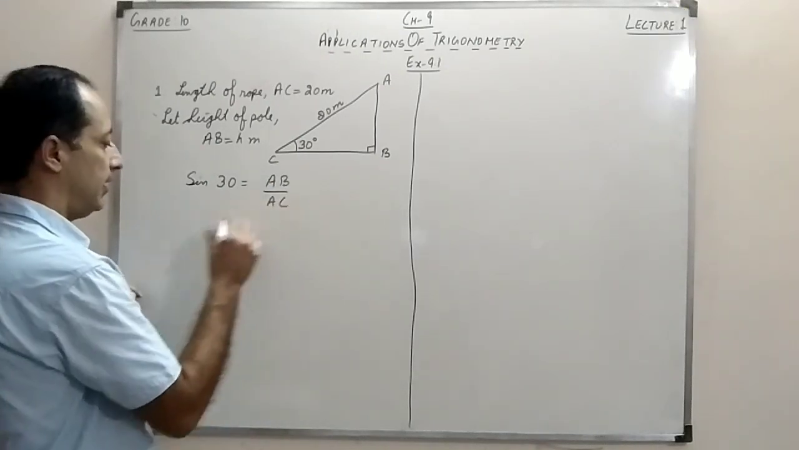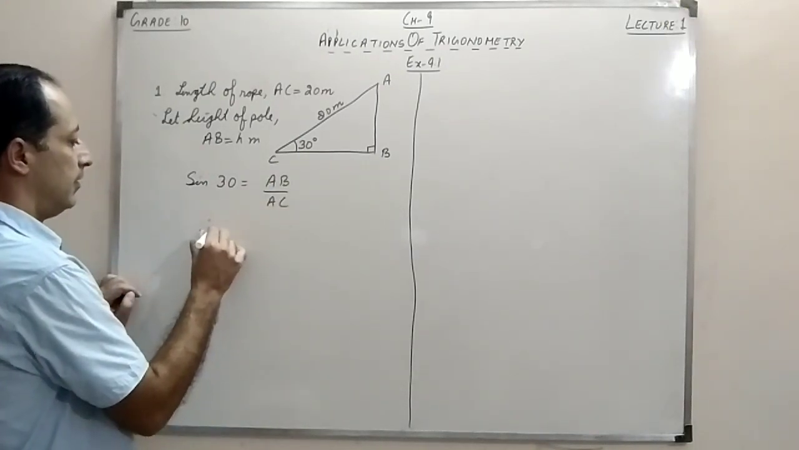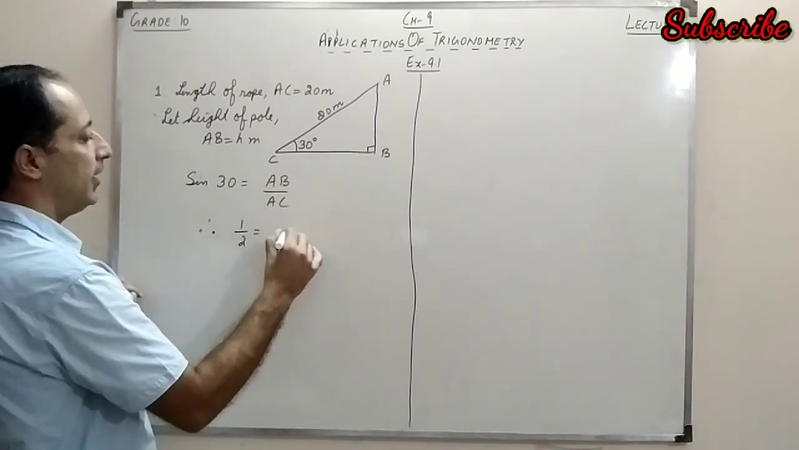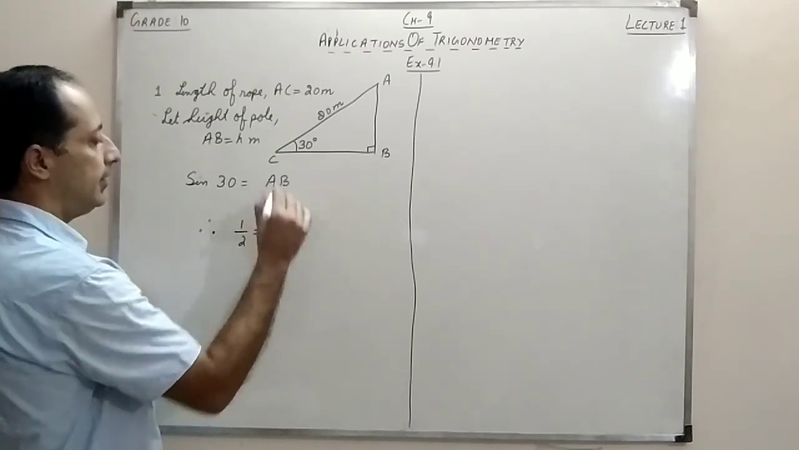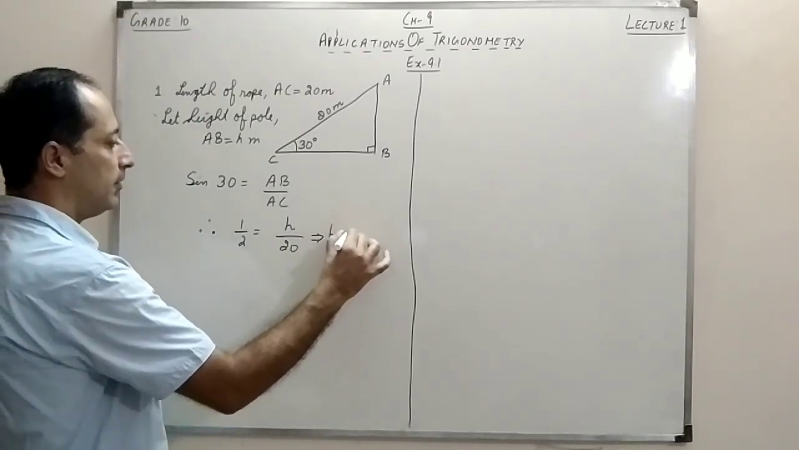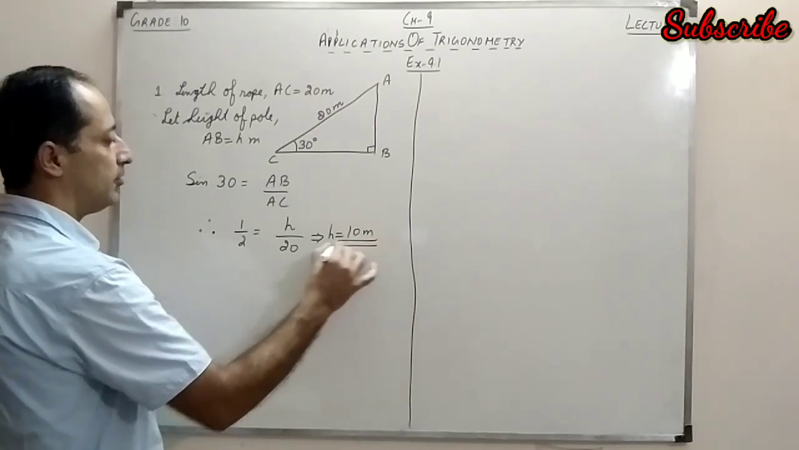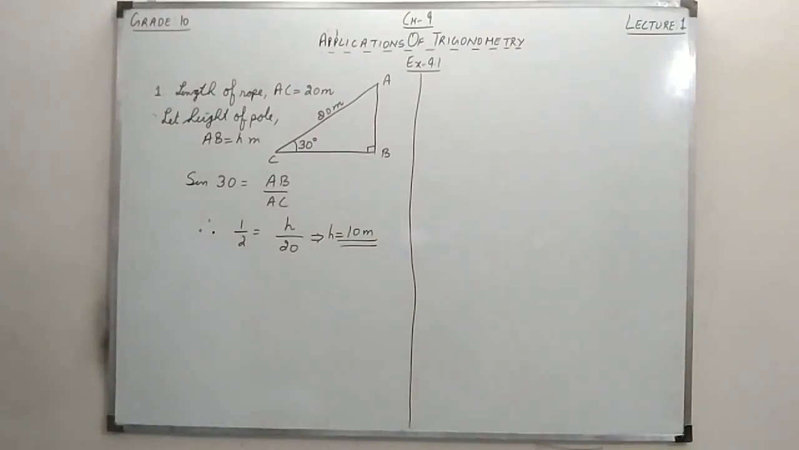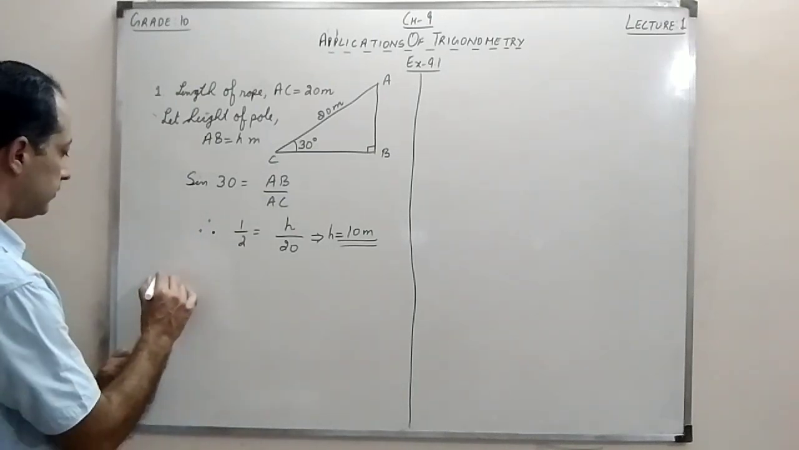Sine 30 is basically 1 upon 2, equals AB, which we have to find. I have written H, and AC is 20. So I get the value of H equals 10 meters. So this is the height of the pole. Now let's go to the second question.